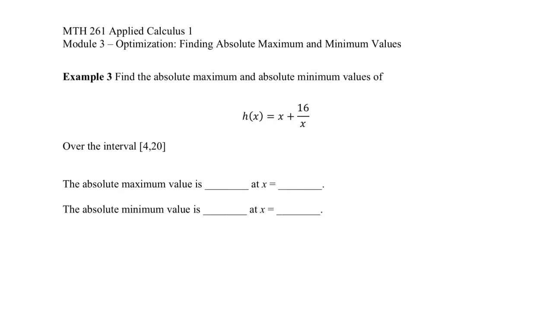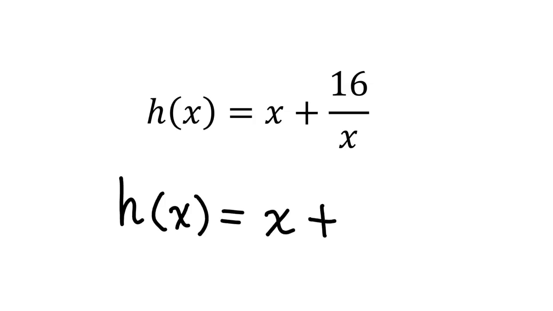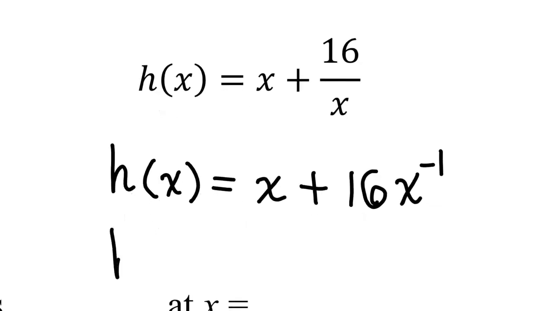Find the absolute maximum and absolute minimum value of this function h of x. But let's rewrite this first, because I'm not liking that fraction part very much. I would like to rewrite it into this form. Write the 16, and instead of over x, write it as x to the negative first power. This way, we can just use the power rule instead of the quotient rule.